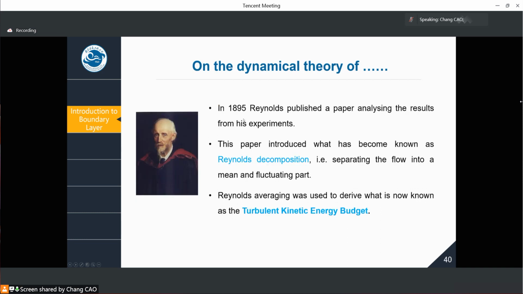And in 1895, he published a paper analyzing the above results. This paper introduced Reynolds decomposition, which we have already mentioned. And also, Reynolds averaging has been used to derive what is now known as the TKE budget, or turbulent kinetic energy budget. Okay, so we will talk about this later in today's class.